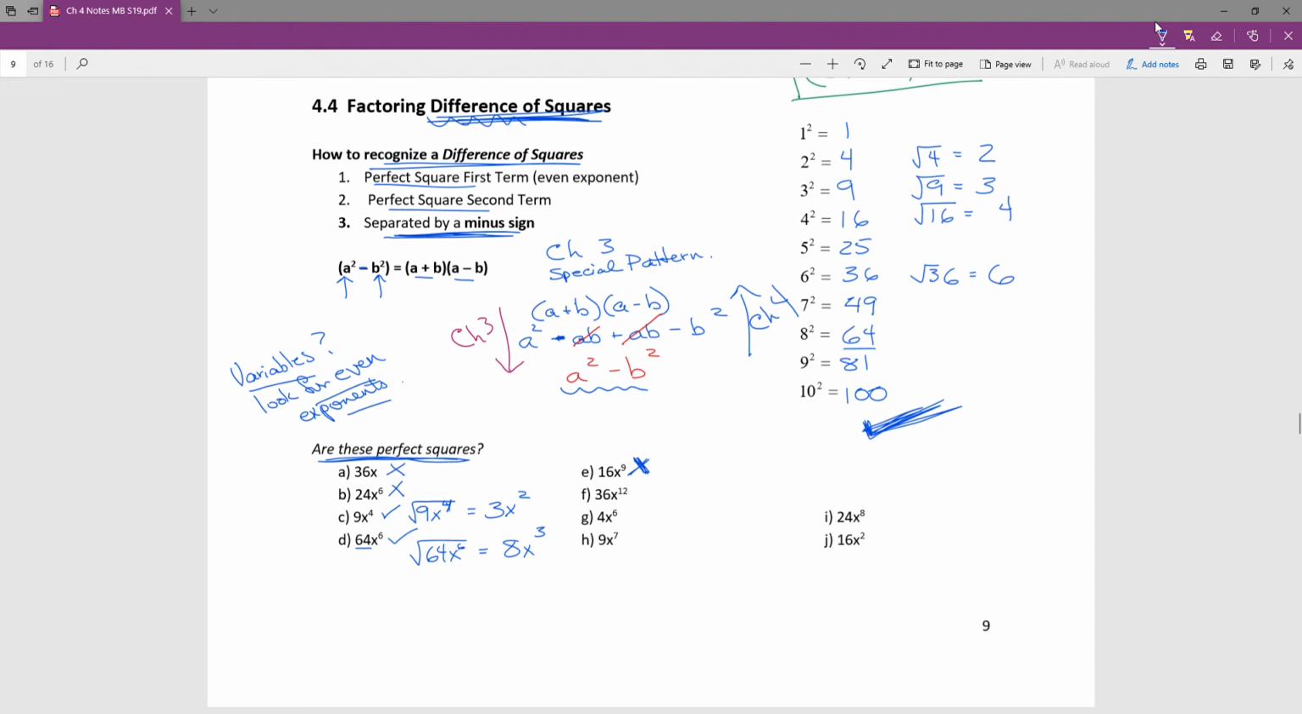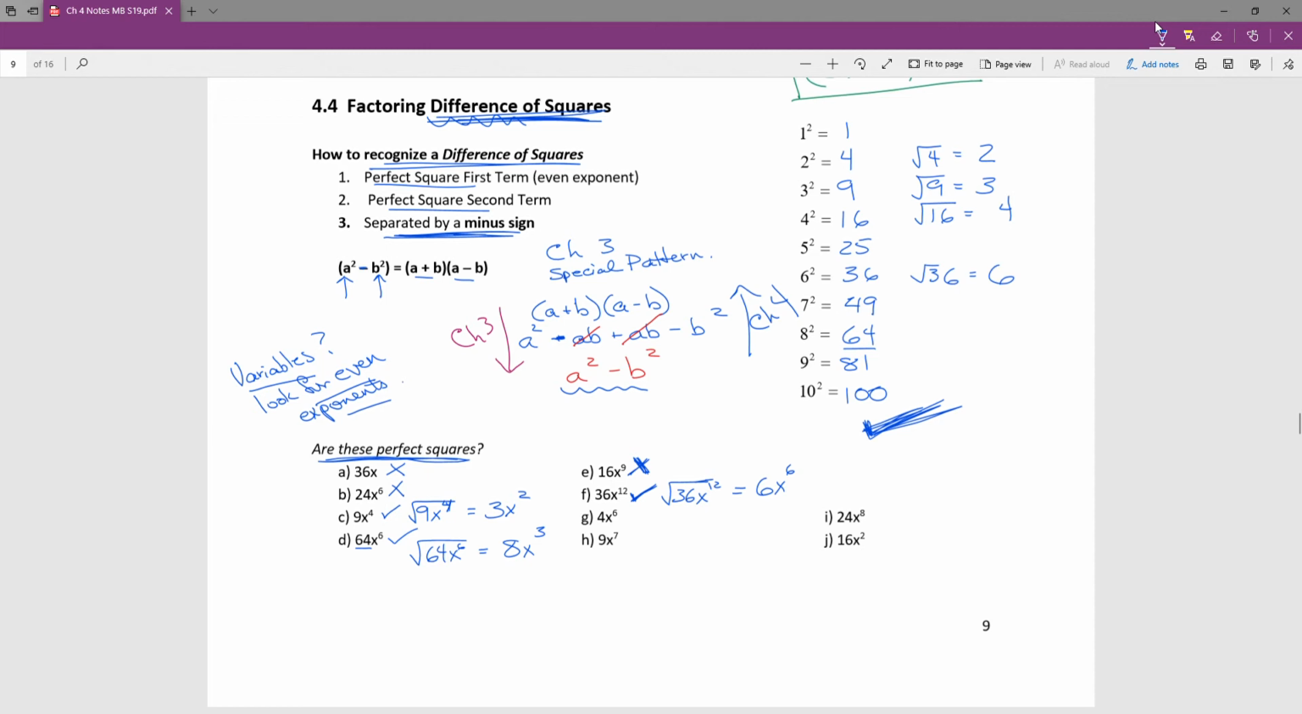F, 36x to the 12. So 36 is in that list, and 12 is an even number, so that makes this a perfect square. So taking the square root of it, taking this example one step further, the square root of 36 is 6, and the square root of x to the 12 is x to the 6th.